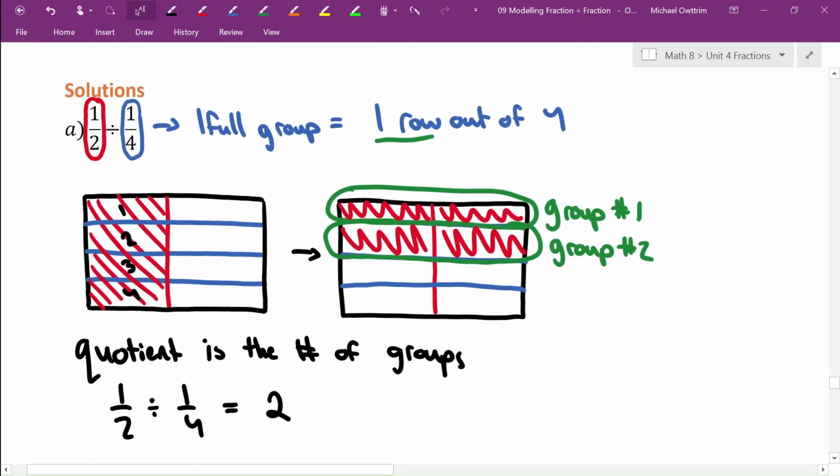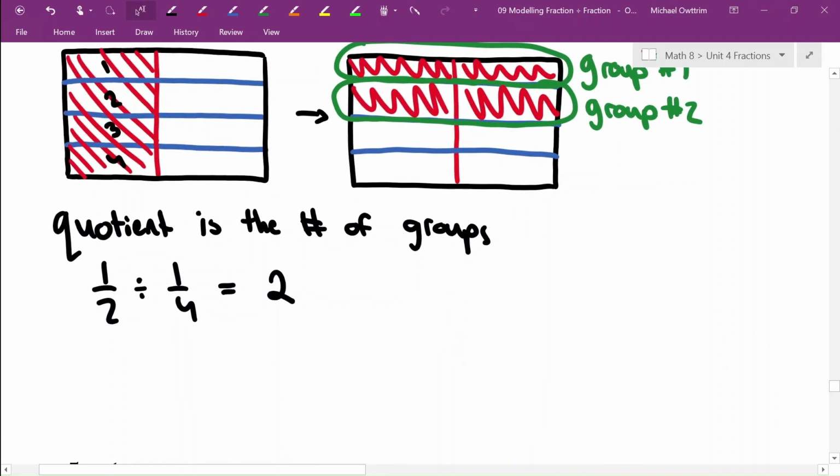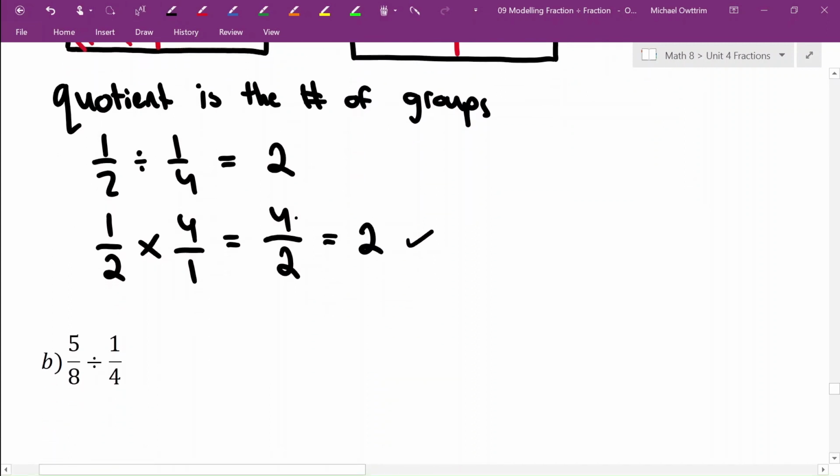If I want to do that symbolically as well, it's as simple as applying my multiply by the reciprocal rule. My first fraction is going to stay the same. My divide sign changes to a multiply, and I flip the second fraction to make its reciprocal. Now 1 times 4 on the top is 4, 2 times 1 on the bottom is 2, and 4 divided by 2 gives me 2. And obviously I got the same answer from my model as from my symbolic work.